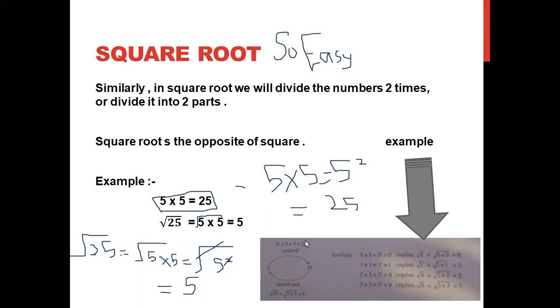So easy. That should cause no confusion. Now we know that we have to cancel it. First we have to divide into 2 equal parts. Then that will become 5 multiplied by 5. That is 5 squared, and we'll cancel the square.